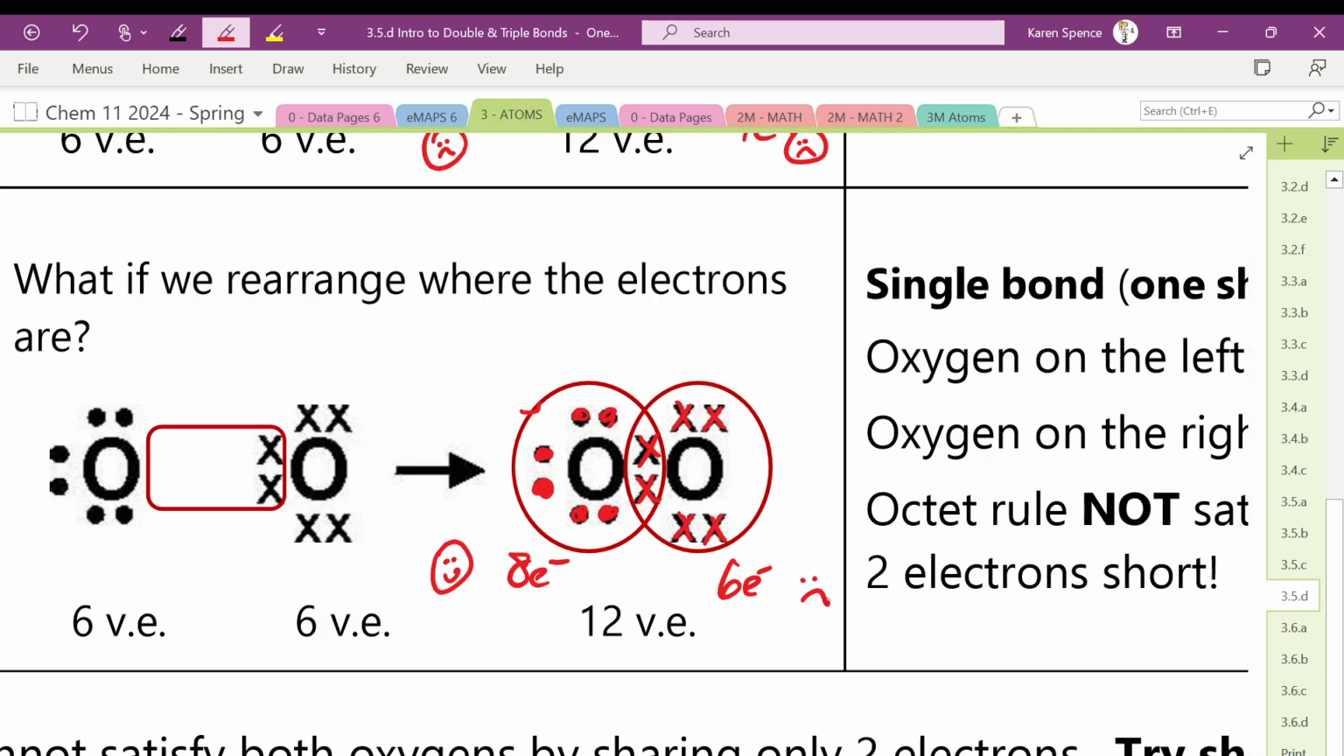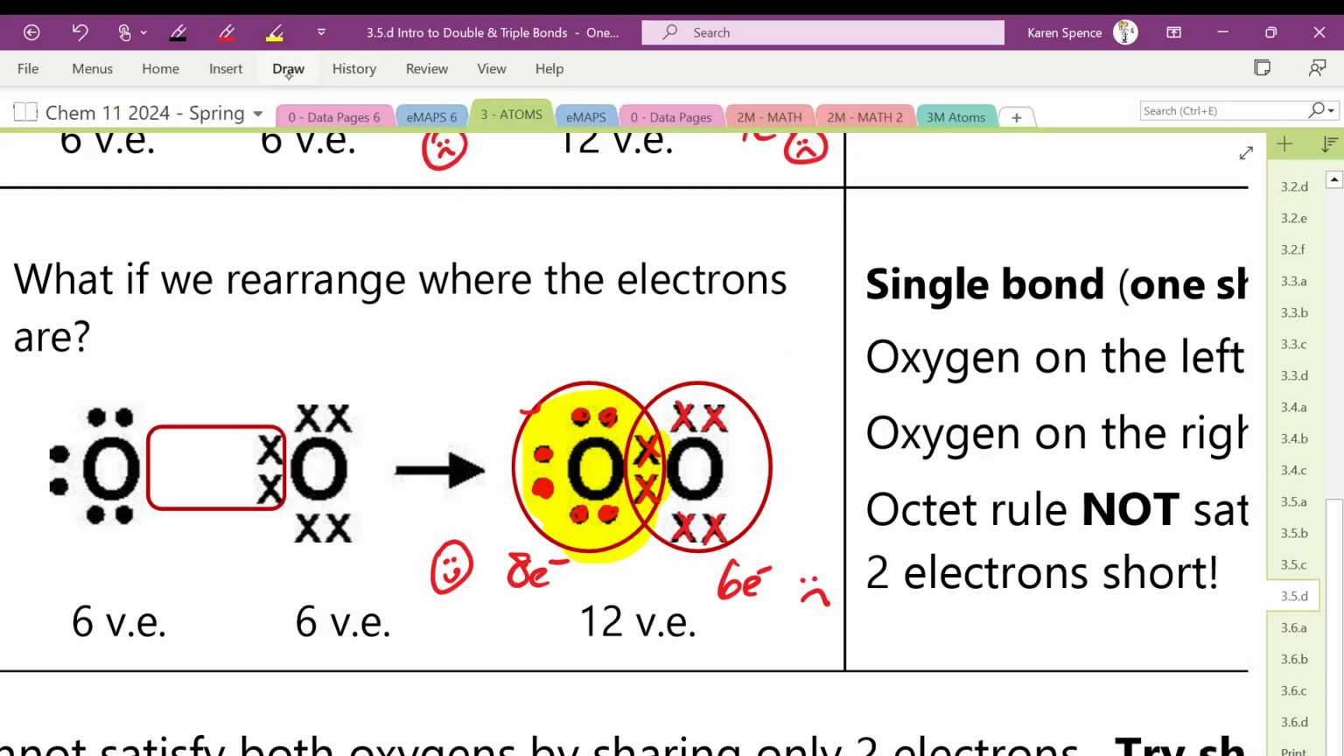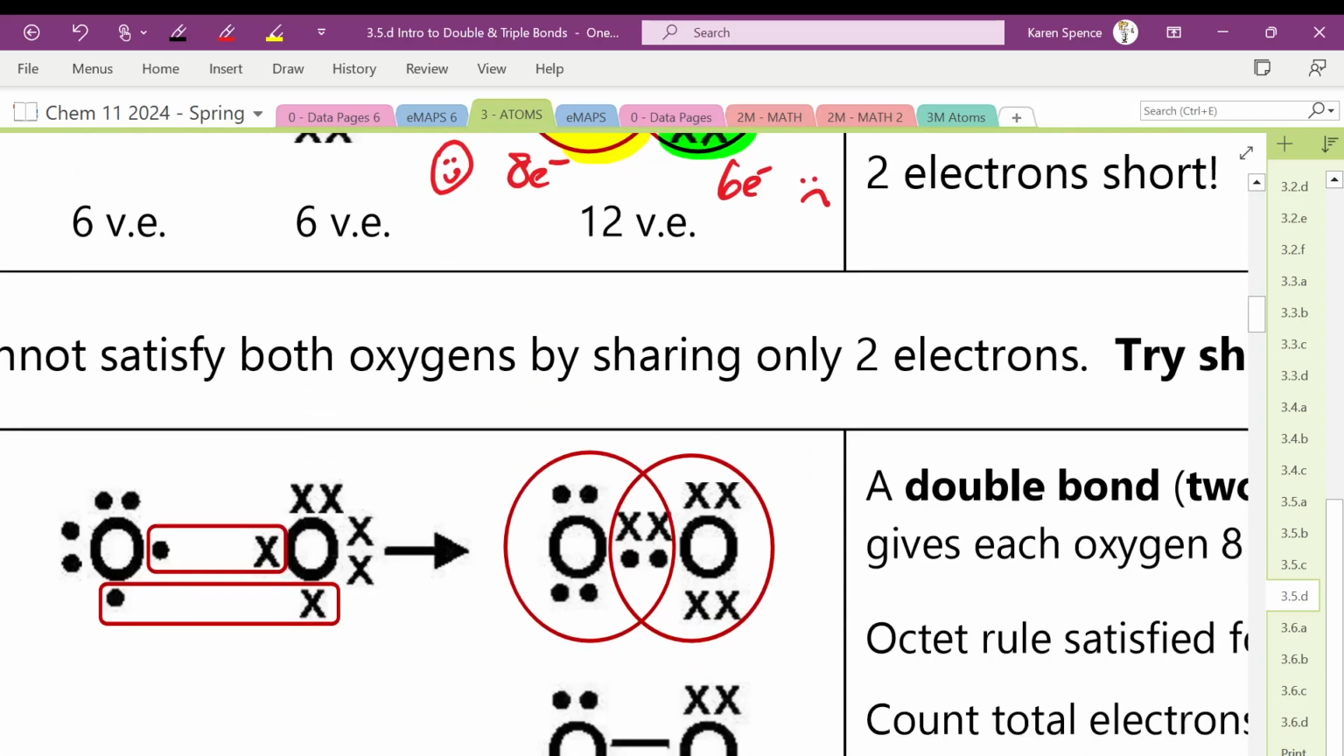How can we fix this? We can have... Do you have a question? You good? We count the ones in the middle for both of them. Okay, so you would say this oxygen over here has 8, and this oxygen over here has 6. Does that make sense? Yeah. Good question.